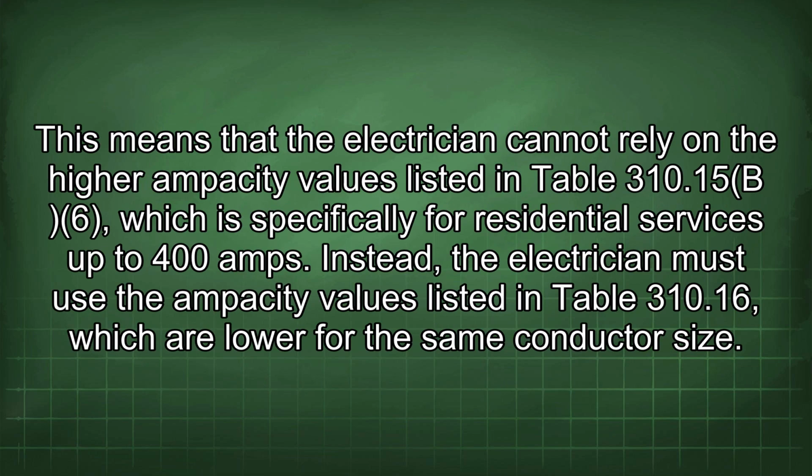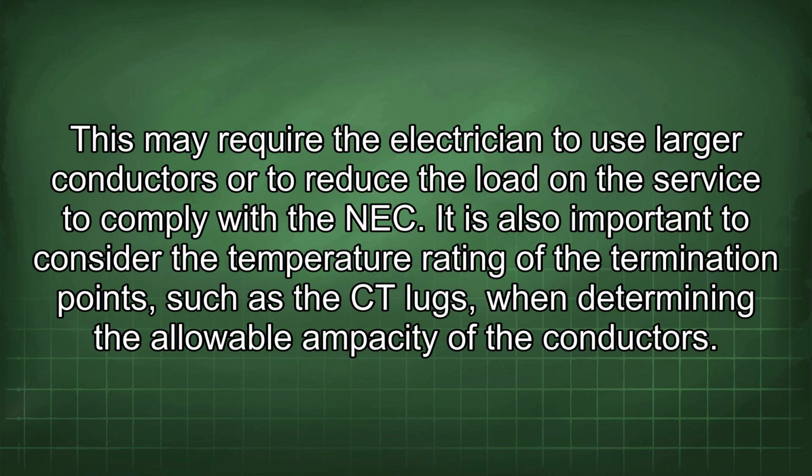This means that the electrician cannot rely on the higher ampacity values listed in Table 310.15(B)(6), which is specifically for residential services up to 400 amps. Instead, the electrician must use the ampacity values listed in Table 310.16, which are lower for the same conductor size. This may require the electrician to use larger conductors or to reduce the load on the service to comply with the NEC.